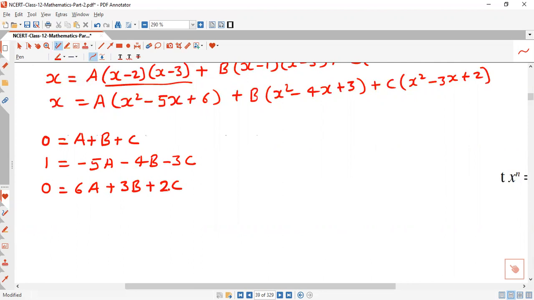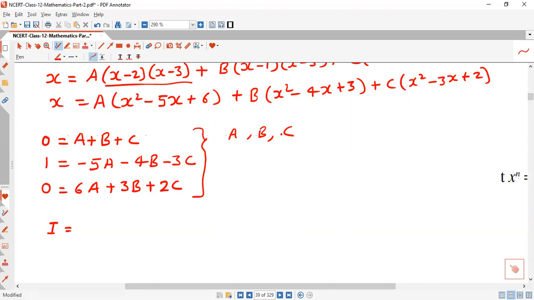Again, we can find out the value of a, b, c. By solving these three equations, you can get the values of a, b, c, just like you did in the last question. So after that, we are finding the A, B, C values. Say what the integration becomes.